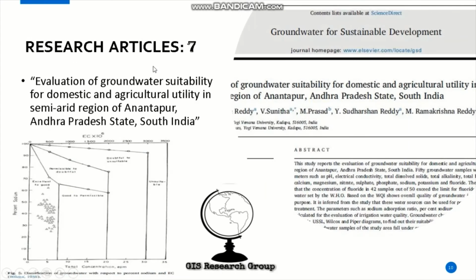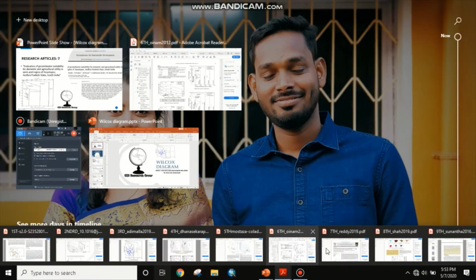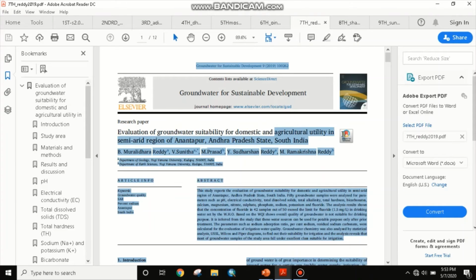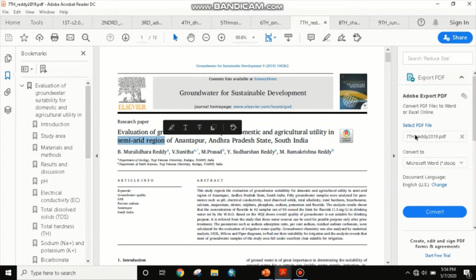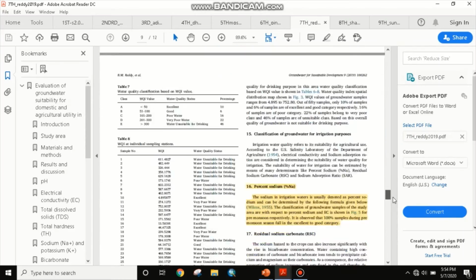So if you see in our next slide, the title of the article is Evaluation of Groundwater Suitability for Domestic and Agriculture Utility in Semi-Arid Region of Anantapur, Andhra Pradesh State, South India. So let's have a look at this article. If you see in this article, article number 7, that is Anantapur, Andhra Pradesh State, and they have studied the groundwater suitability for domestic and agriculture purposes, that is in a semi-arid region. So we will go to the Wilcox section, which is given downside.